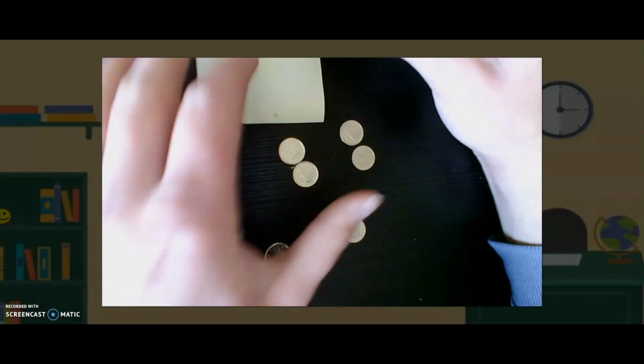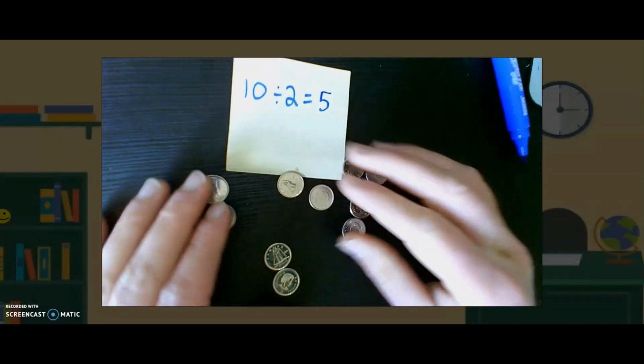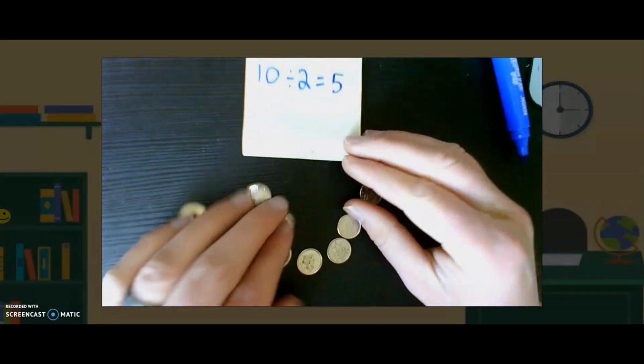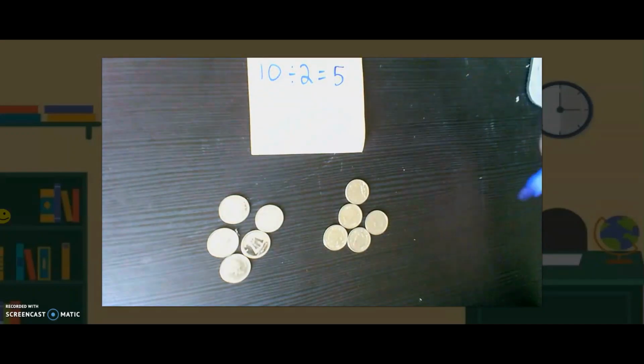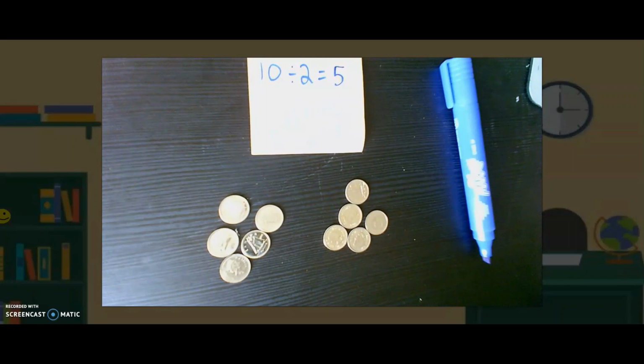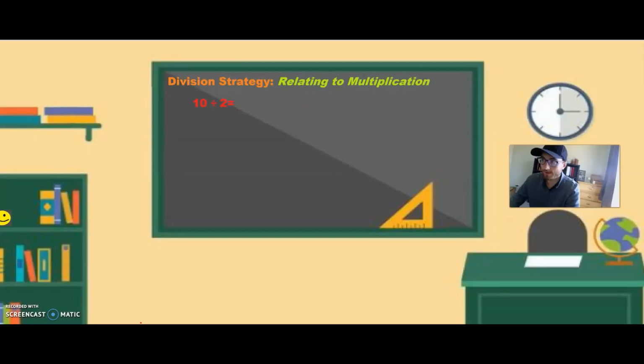So 10 divided by 2 is 5, which really means if we're making 2 groups, we can just put 5 in each group. And that's divided nice and evenly and shared. The last strategy I'm going to show you guys is relating it to multiplication. I know it's very similar to when we were working on addition and subtraction and doing inverse operations. With division, the inverse operation is multiplication.